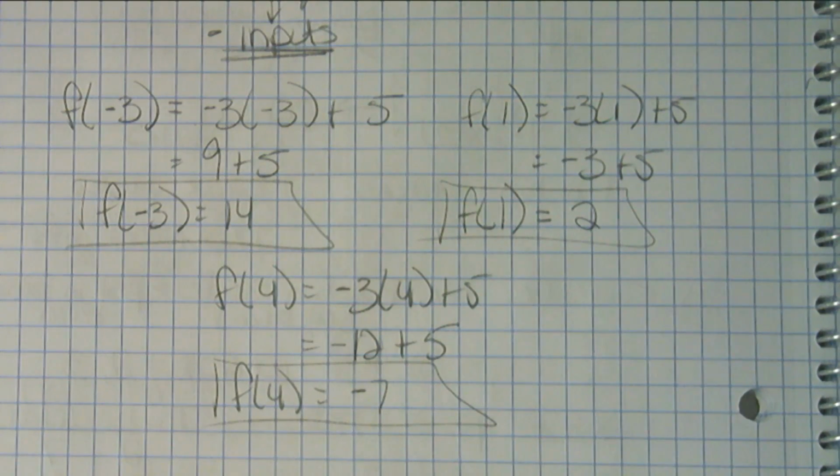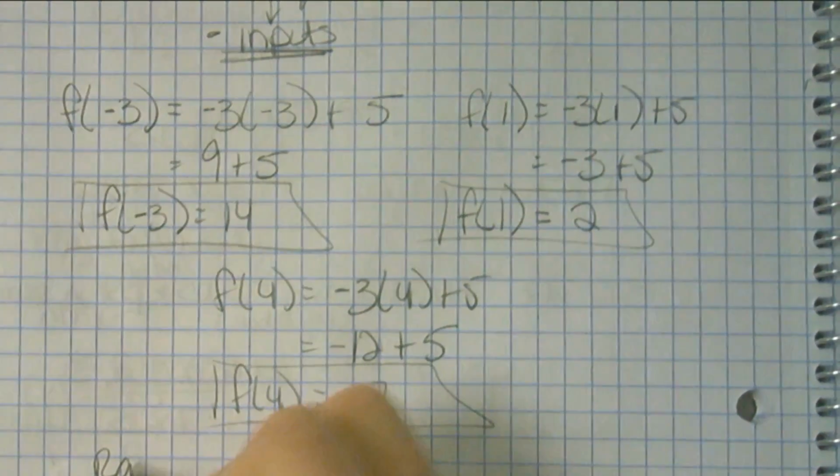All right. So now someone tell me, what's your range? What's your range? Remember, your range are your outputs. It's the values that you're getting after you put your inputs in and you do all the math. Our domain was -3, 1, and 4. Those were the numbers that we were putting in. Okay? So someone tell me, in this, what are my range values?